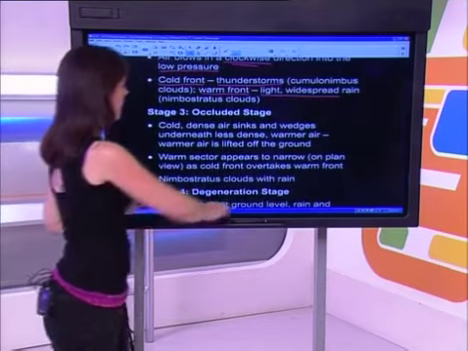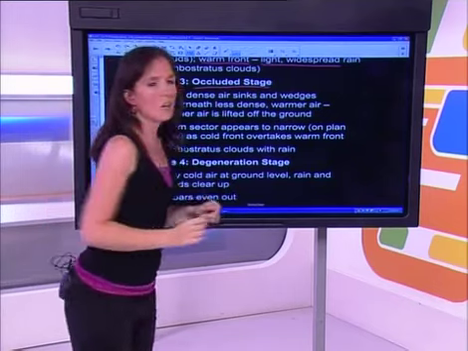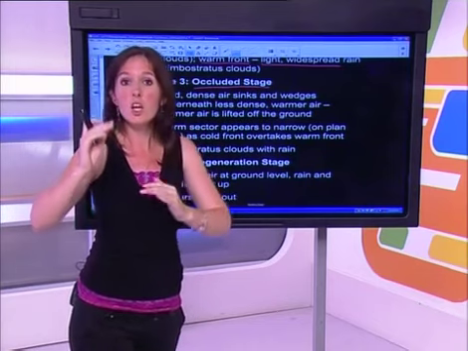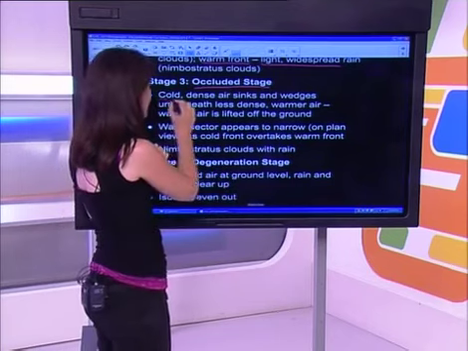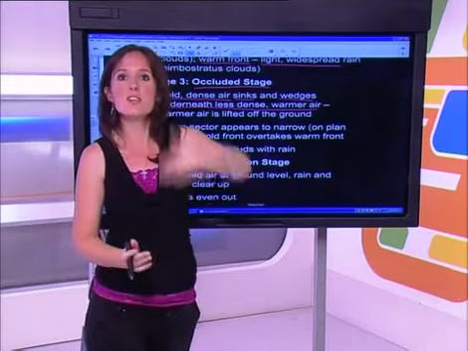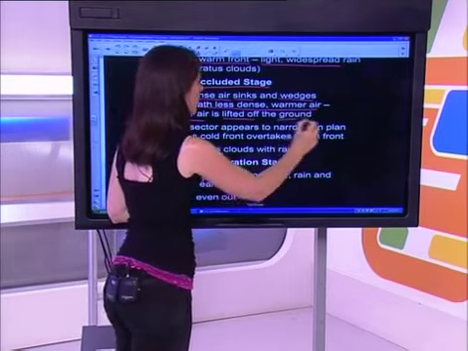Stage 3 is called the occluded stage. And what's starting to happen now is because our air masses behave differently, we're going to start to see certain air masses being displaced. What do I mean by that? Cold, dense air will always sink. It's heavier, it's denser, so it sinks. It will wedge in, so it'll slide in underneath less dense, warmer air. This warmer air, therefore, we say is displaced. It's risen above the ground because of that cold air coming in underneath it. So warm air lifted off the ground.